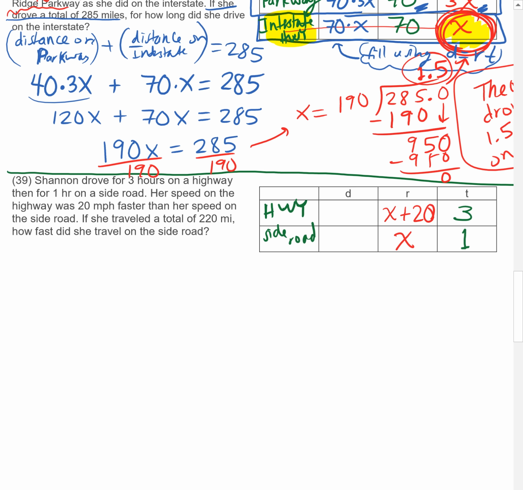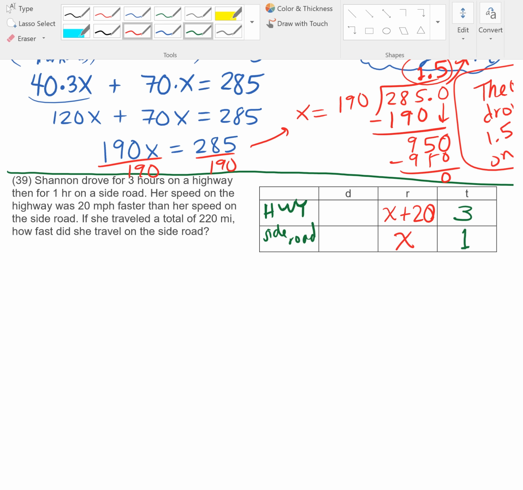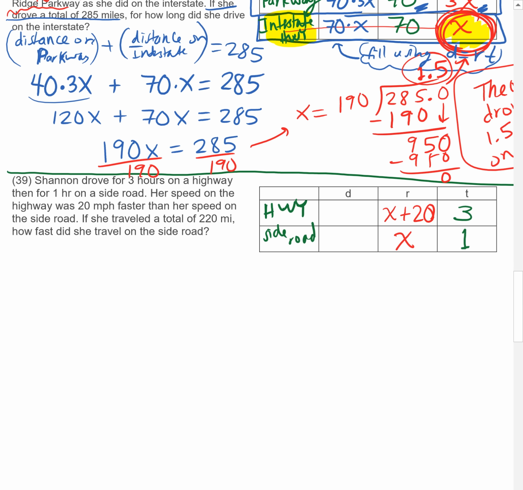Okay. And just like in the last problem, the last thing we fill in is the very last column. You're going to use the formula to fill it in. It's rate times time. So for the highway, her distance is going to be her rate, which was X plus 20, times her time, which was 3. So for distance, you're just saying it's equal to this thing times this thing. And the same thing on the side road. Her distance is equal to her rate, which was X, times her time, which was 1.